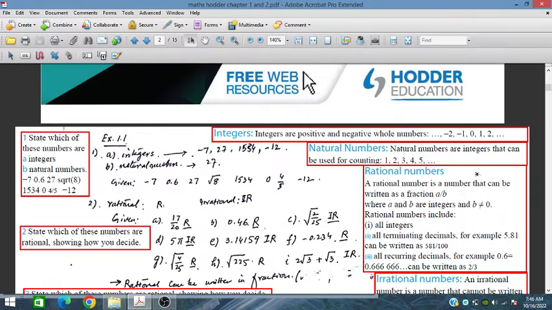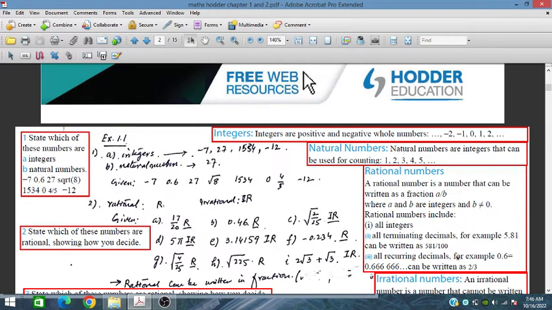A rational number is a number that can be written as a fraction a upon b, where a and b are integers and b is not equal to zero. If b is equal to zero, then a divided by zero becomes infinity. So this is a condition: the denominator should not be zero. The rational numbers include all integers; any integer is a rational number. All terminating decimals, for example 5.81, can be written as 581 divided by 100, so it is a rational number.